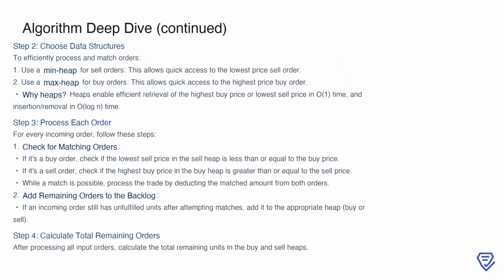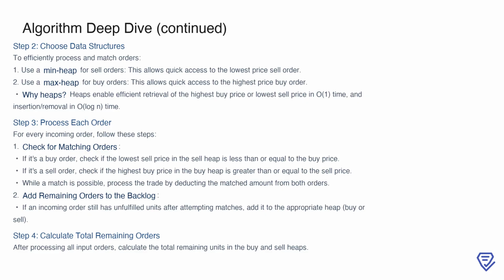To efficiently handle the matching and processing of orders, we need to carefully choose our data structures. For sell orders, we use a min heap, which allows us to quickly access the lowest price sell order. For buy orders, we use a max heap, enabling us to retrieve the highest price buy order efficiently. Heaps are ideal for this problem because they support constant time retrieval of the smallest or largest element and logarithmic time for insertion and removal. This efficiency is essential given the dynamic nature of order matching.